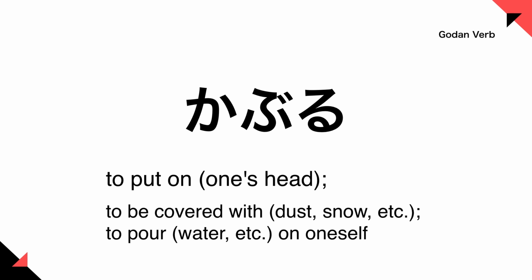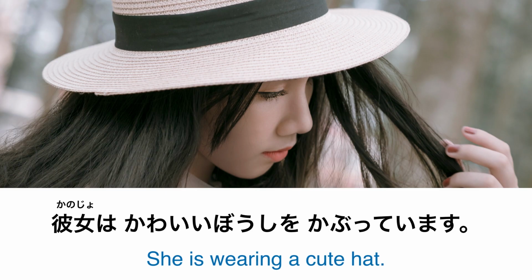The first word is かぶる. That means to put on one's head, to be covered with, for example, dust, snow, etc., or to pour water or other liquids on yourself. Alright, let's look at the example sentence of かぶる. 彼女はかわいい帽子をかぶっています。 She is wearing a cute hat.